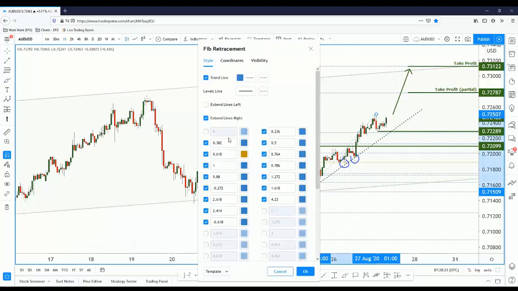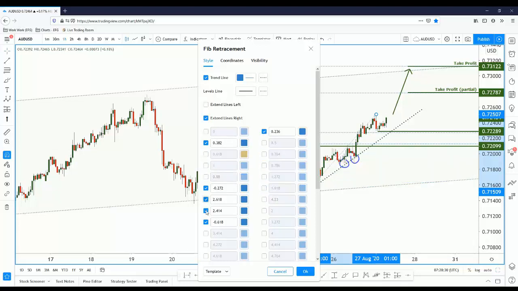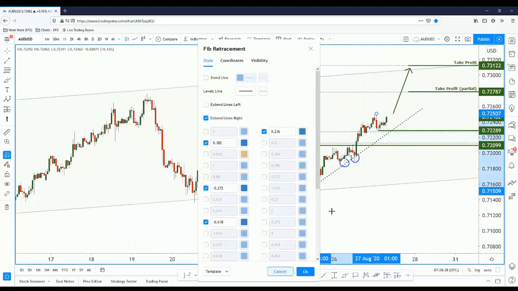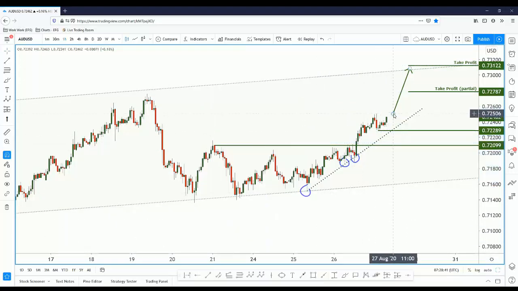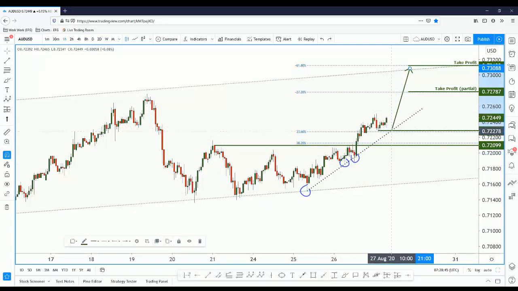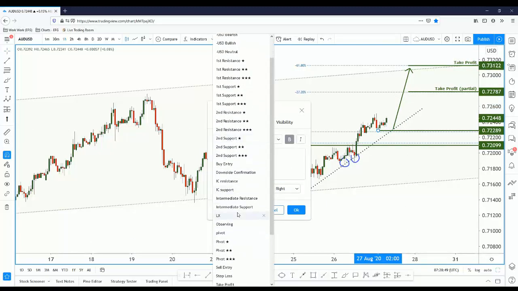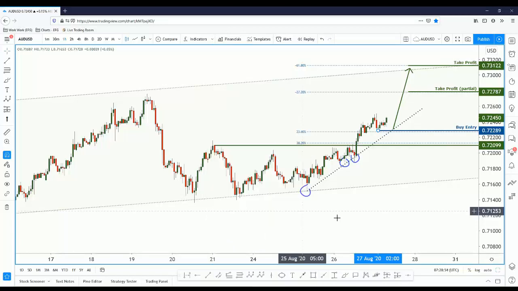Just highlight a few levels. 23.6, 38, negative 27.2, and negative 61.8. So there are two options. Either we can just go long now, but I will wait for a better risk reward and wait for price to do a pullback towards our entry. I'll call this our buy entry.